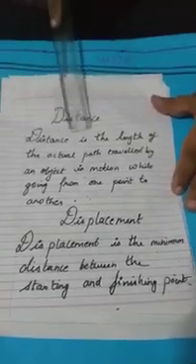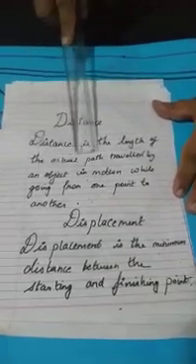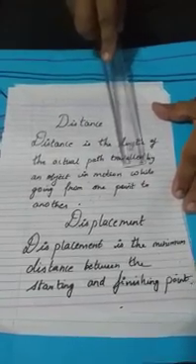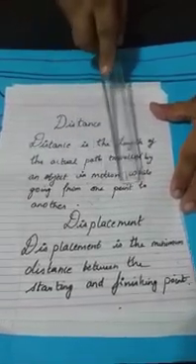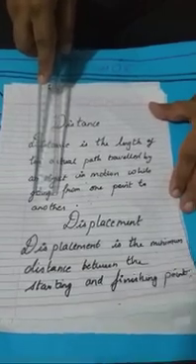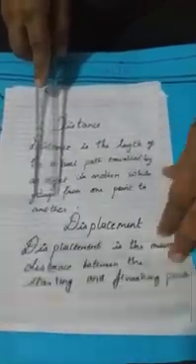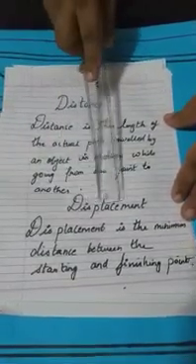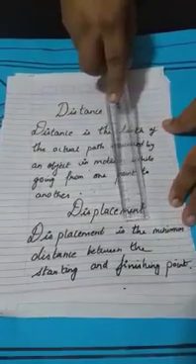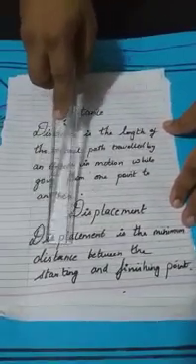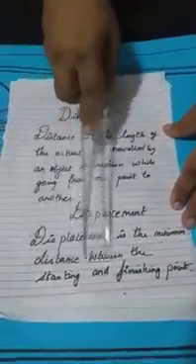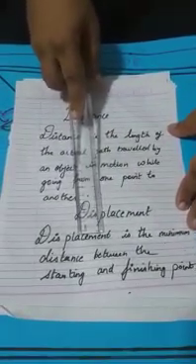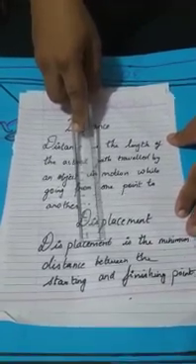So distance is the length of the actual path covered by an object in motion while going from one point to another. Like we saw, the first initial point, that is the house, and final point was the school. Displacement is the minimum distance between the starting and finishing point. Like we took the second path, that is from your house directly to the school, called as displacement.